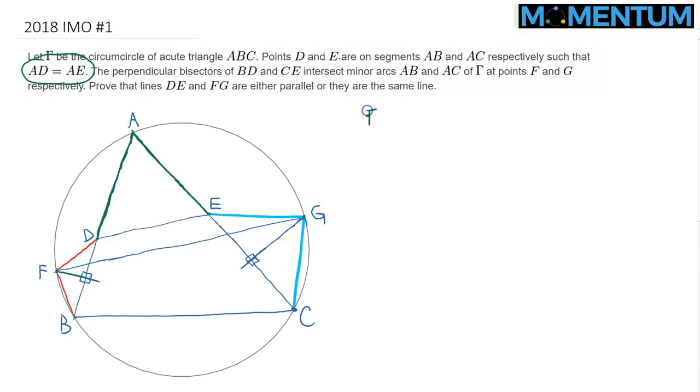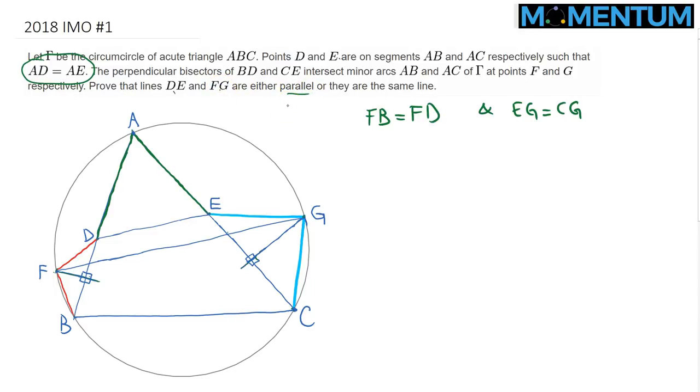FB equals FD, and similarly, because G is on the perpendicular bisector of EC, EG is equal to CG. And lastly, we want to show that DE and FG are parallel to each other.